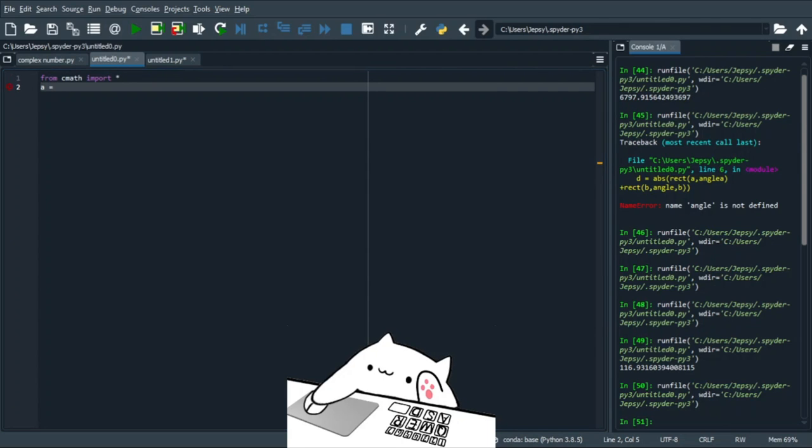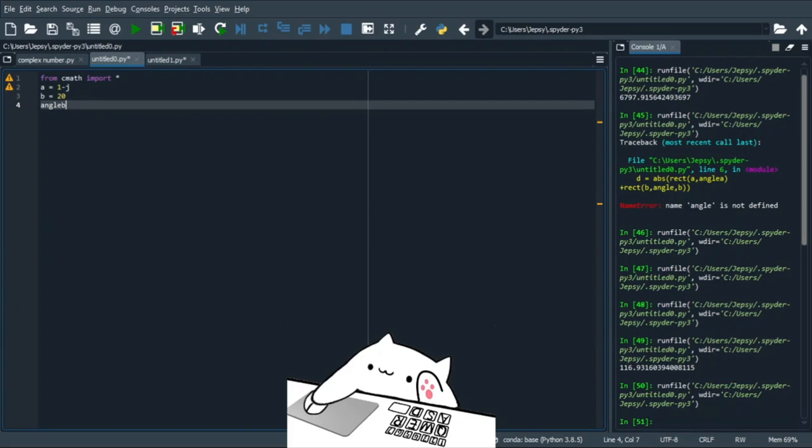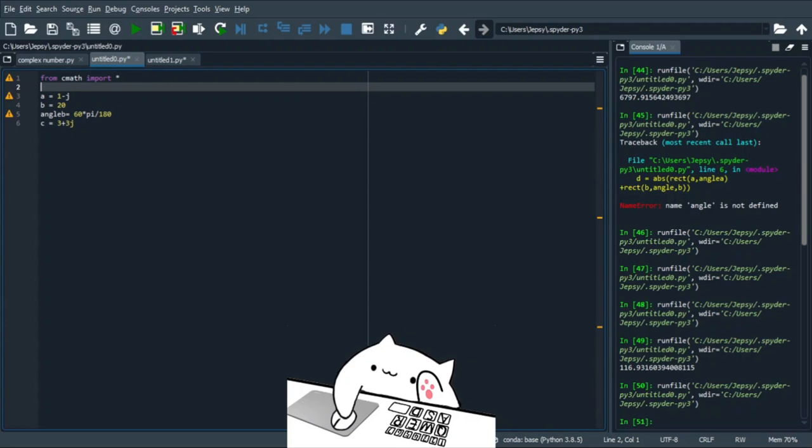So let's have A. My A here is 1 minus J, and I have here an angle of 20, angle of 60. So let's say this is your B. Let's say my B is 20, and angle B is equal to 60 times pi divided by 180. And what else do I see here? I have here C equal to 3 plus 3J. Let me see here again. Okay, so this is for V1. Let's put my V1 here.